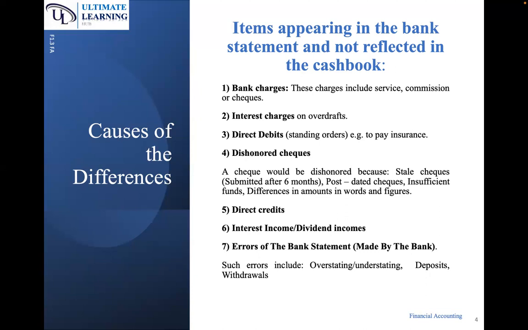Direct credits are the opposite of direct debits. For example, we have received some money into our bank account, and the bank has credited our account, yet we are not aware of it. Maybe there is some customer who paid directly into our bank account without notifying us in advance. In that case, it's an example of a direct credit. And also maybe there are some interest incomes or dividend incomes.